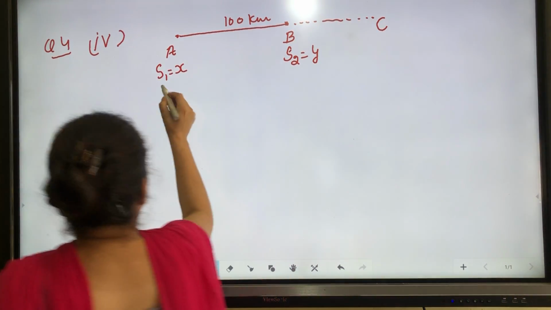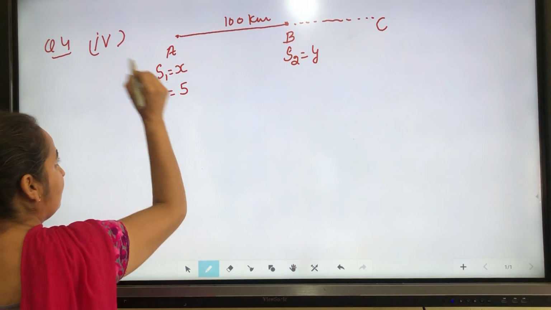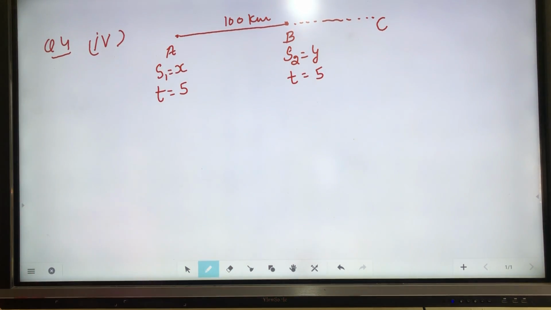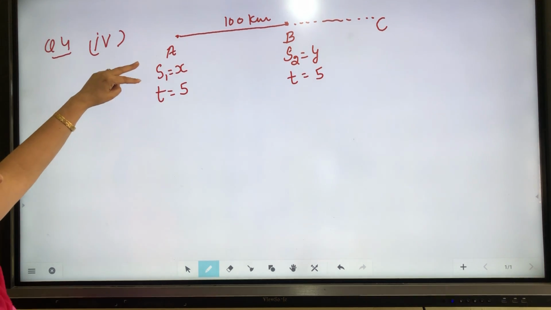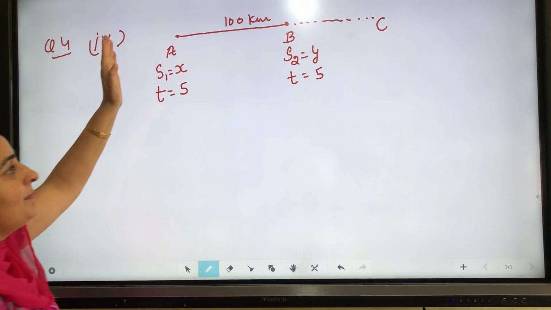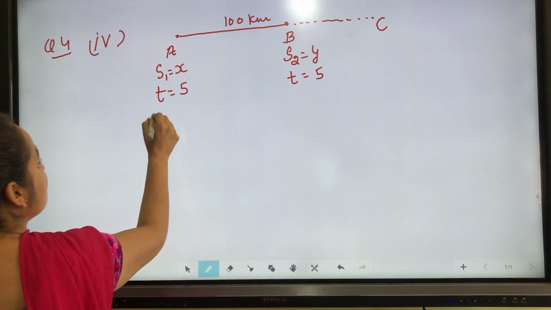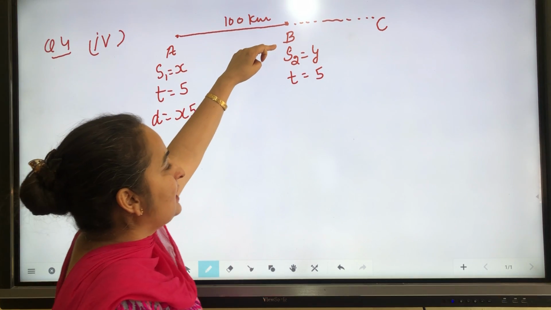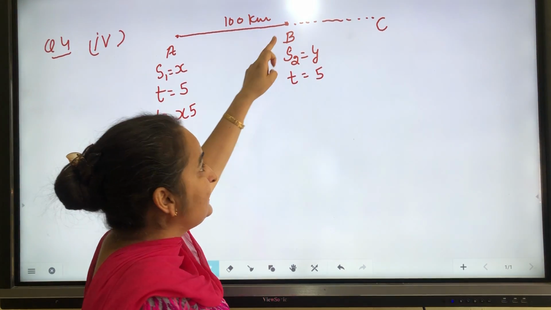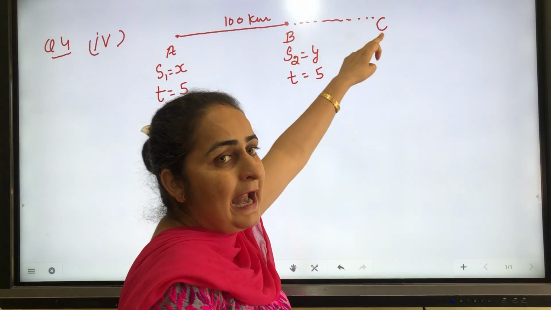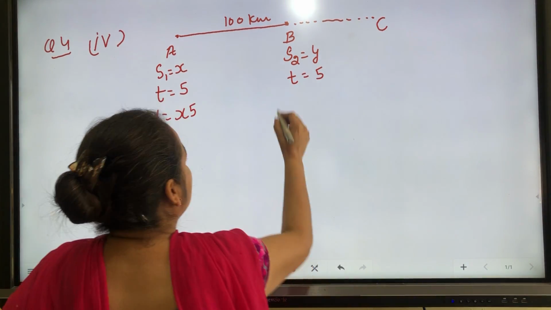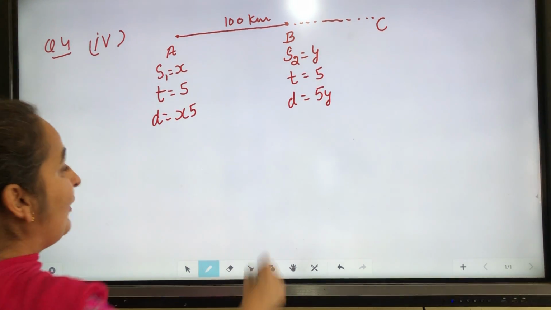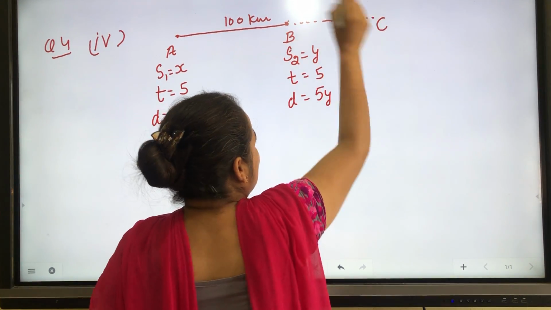If the speed is x, the time is 5 hours, and the speed is y, the time is again 5 hours. What is the distance traveled by car A from A to C? Distance is equal to speed multiplied by time. And what is the distance covered by car B that started from B and reaches point C? Again the distance is 5 multiplied by y. And what is the distance between points B and C?